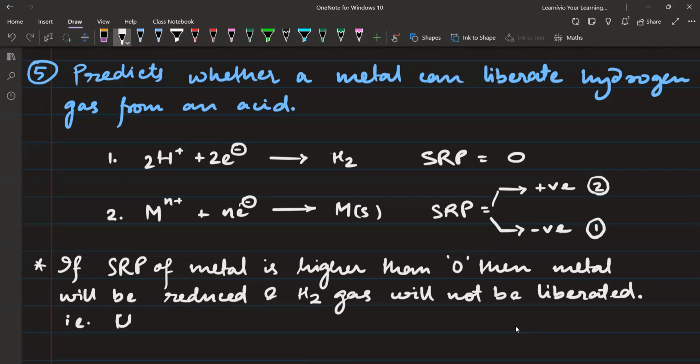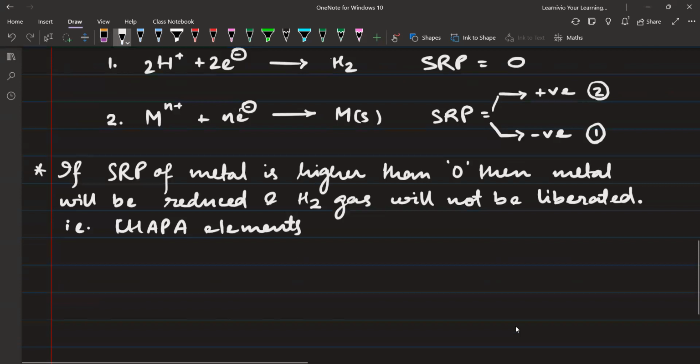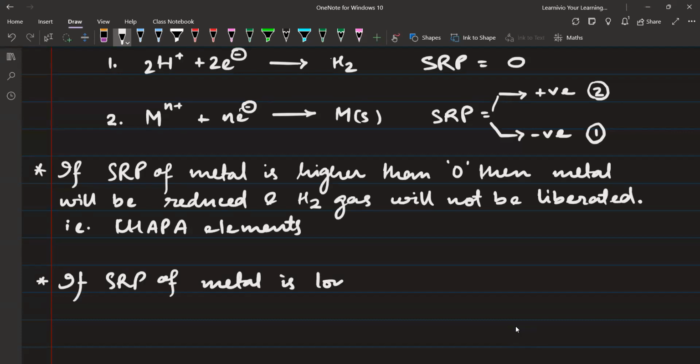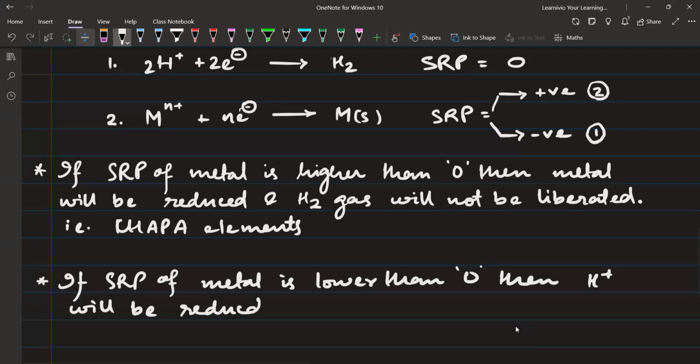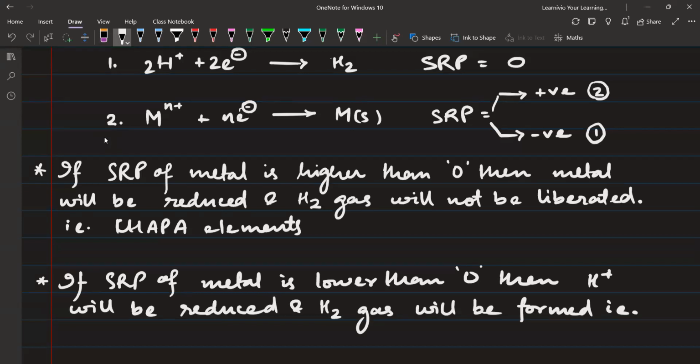That is the inert elements. In inert elements, the reduction of what will happen? Of the metal it will be, H plus will be consumed. If the SRP of the metal is lower than zero, then H plus will be reduced and H2 gas will be formed. That is when you are going to have the wedding elements.